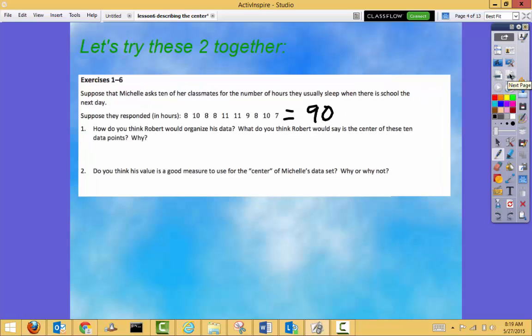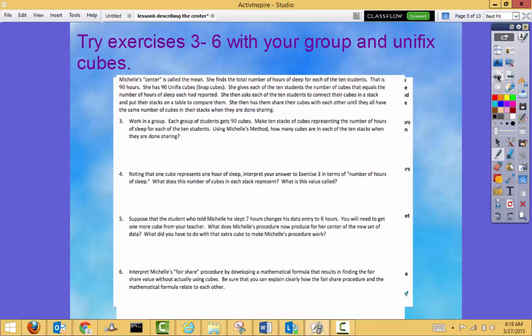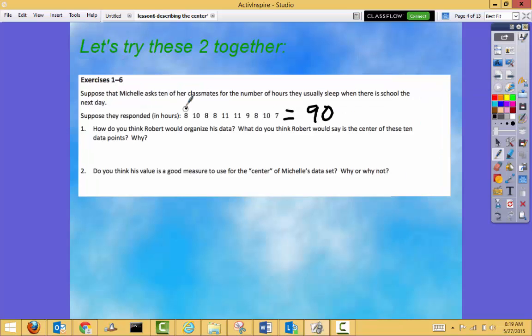So there would be 10 students. This one would get 8. 1, 2, 3, 4, 5, 6, 7, 8. This one would get 10. This one would have that 8. And they're going to split it up until they each have the same amount.